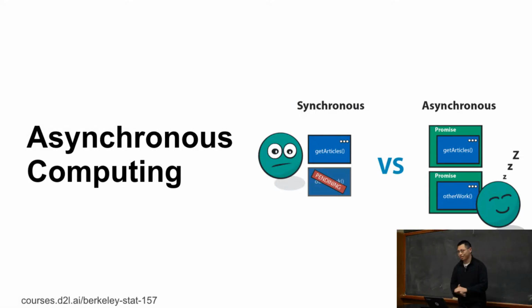Welcome to today's class. Last lecture, we talked about hybridizing to make the program run faster without running too much Python code. Today we're going to cover a few other topics to make your code even faster. The first one is called asynchronous computing.